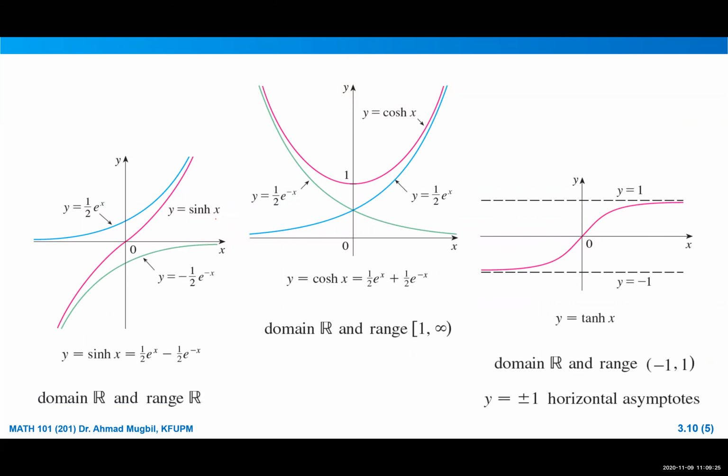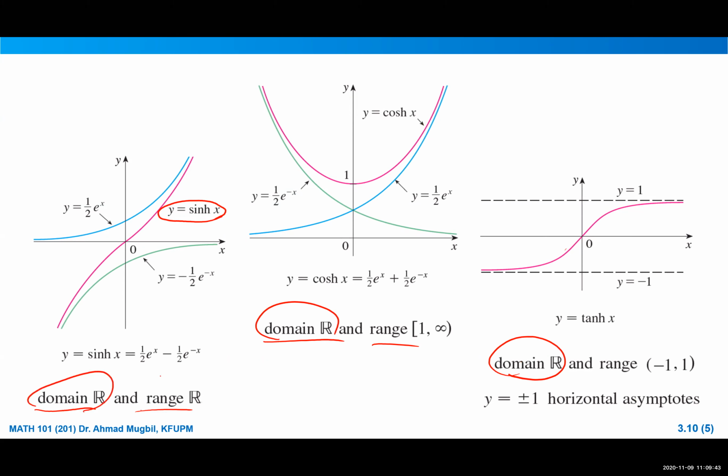These are the graphs. This is the graph of sine hyperbolic. This is of cosine hyperbolic. This is of tan hyperbolic. So it will be easy for you to recall what the domain and the range of these functions are. It is easy. The domain for all of them is all the real numbers.